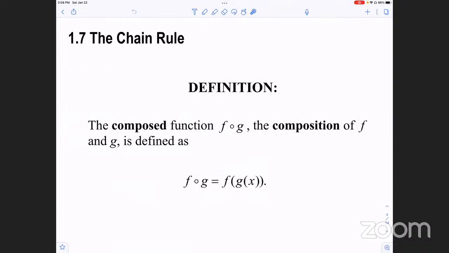So first we have a definition. The composed function f composed g, denoted by this open circle, is defined as the second function inside the first function.